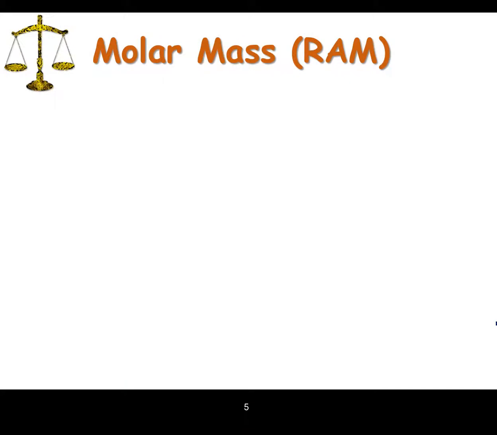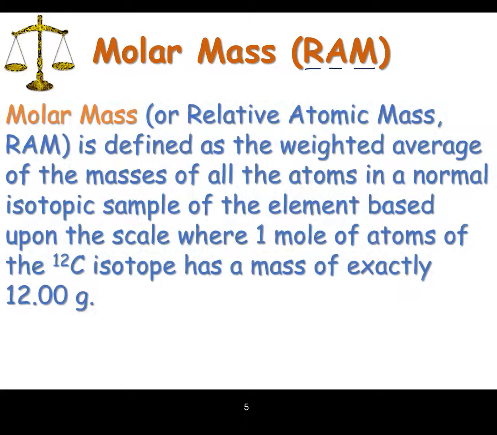Now we're going to talk about the molar mass, specifically the relative atomic mass, this RAM, relative atomic mass of a single atom. So we say that this relative atomic mass is the weighted average, and you recall that we learned to calculate these earlier. It is the weighted average of all the masses of all the atoms in a normal isotopic sample of the element. So a standard sample, right? The standard sample is going to have multiple isotopes in it.